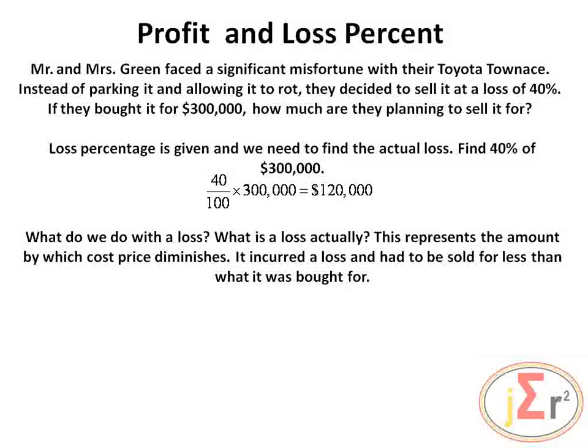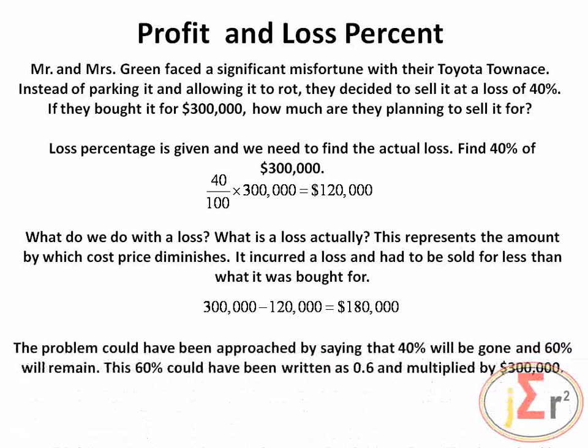What do we do with a loss? What is a loss actually? This represents the amount by which the cost price diminishes. It incurred a loss and had to be sold for less than what it was bought for. So we are going to take away the loss. We take away the 120,000 from the 300,000, and we end up with $180,000. The problem could have been approached by saying that 40% will be gone and 60% will remain. This 60% could have been written as 0.6 and multiplied by 300,000, and we could have our answer in one step.